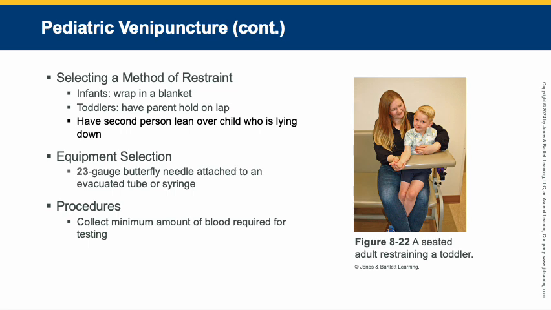Equipment selection. 23 gauge butterfly needles attached to an ETS or syringe. If they are very small, remember you can do 25 gauge butterflies. Collect the minimum amount of blood required. Don't collect anything extra.